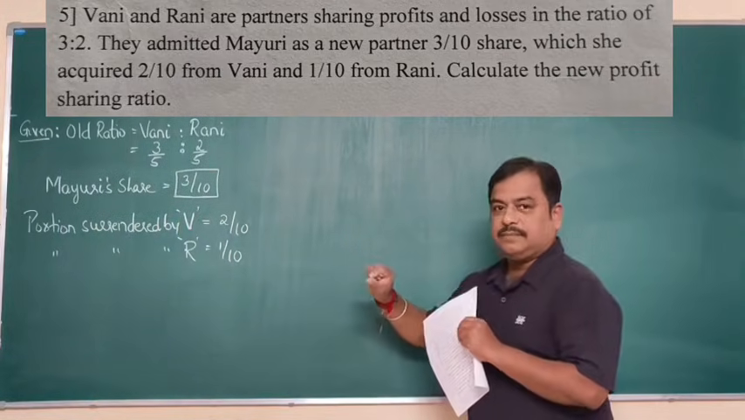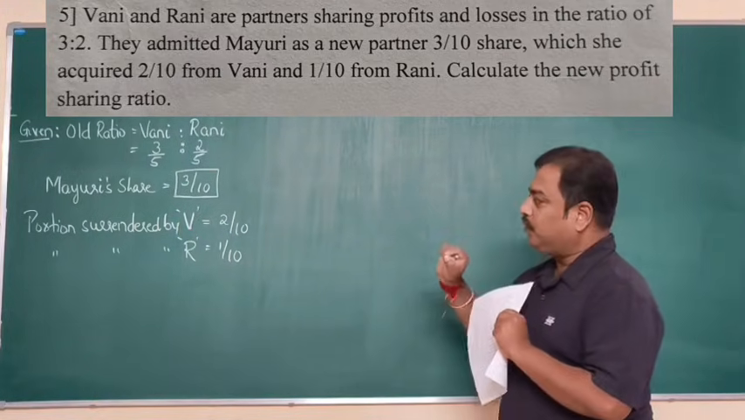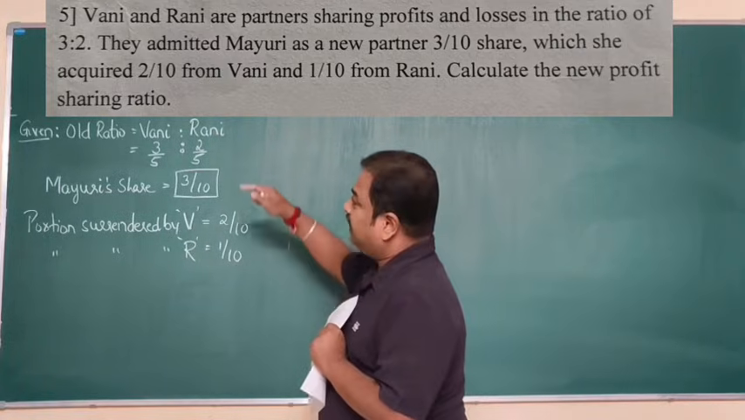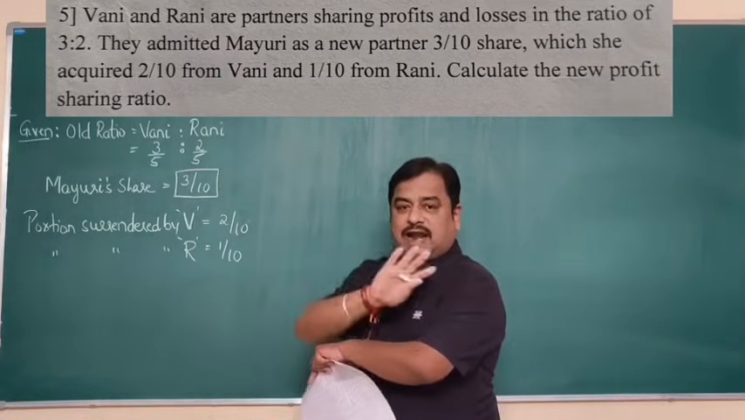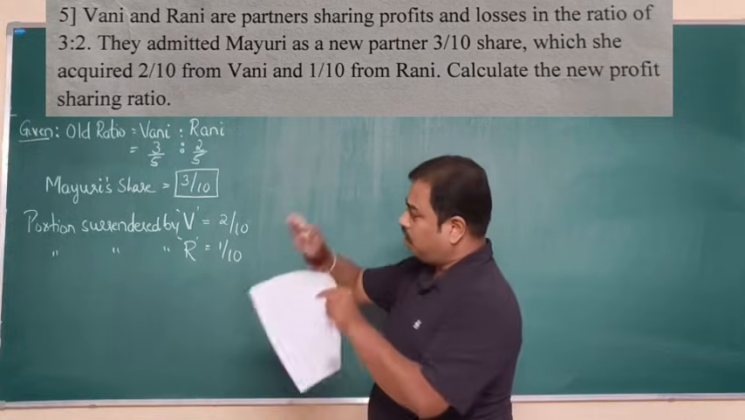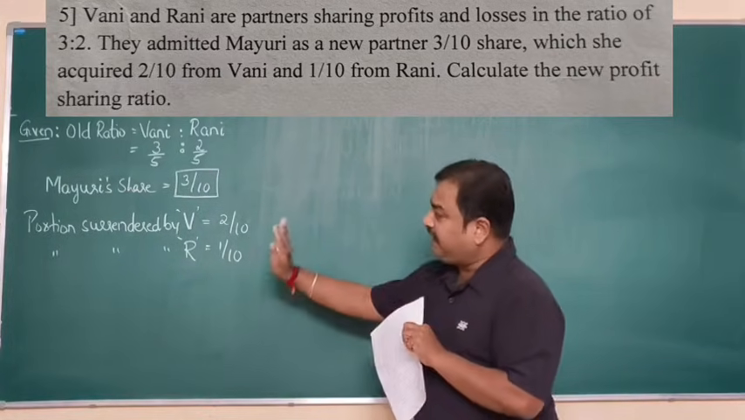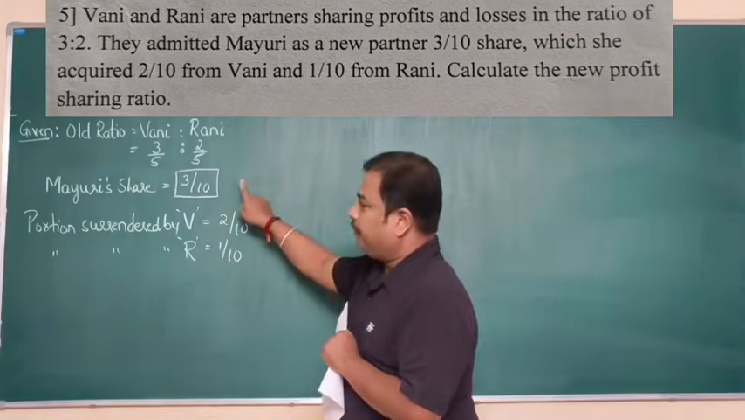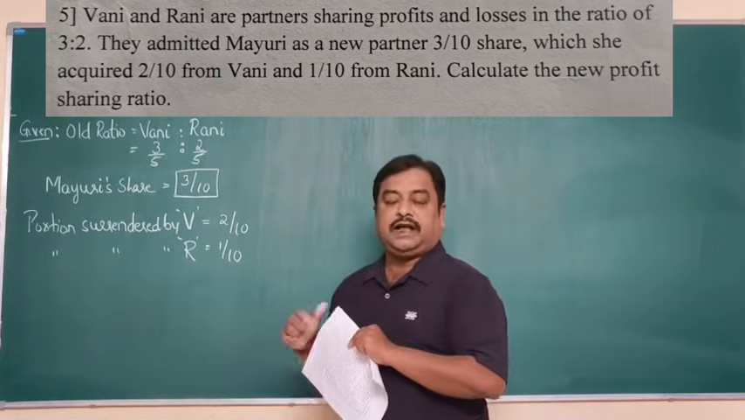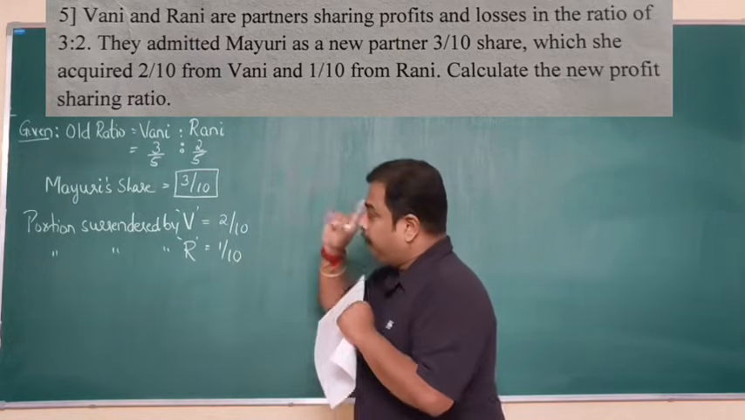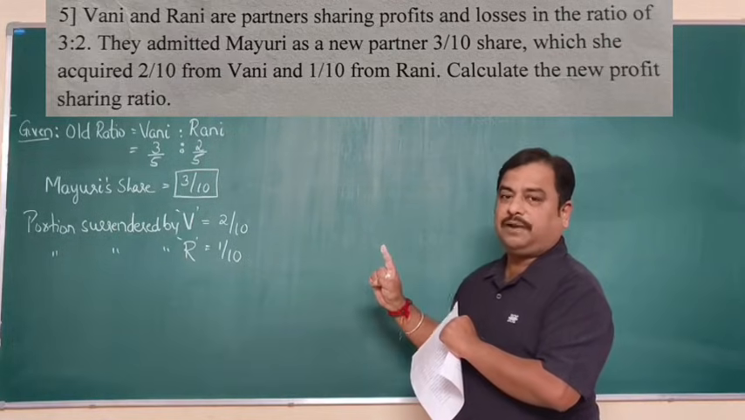Hold on students, here there will be a simple trick. A twist will be there. Now just see, this is the information. I have not yet started solving the problem. I just wrote what is given in the question in a very neat way: old ratio, Mayuri's share and portion surrendered. Students, this is a typical question. Before you apply the formula, what is the formula now?